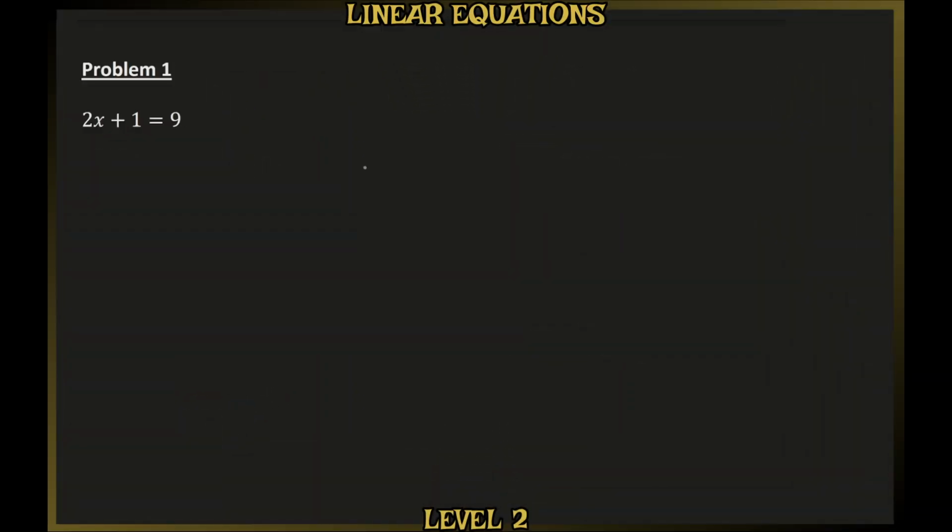In problem 1, we're solving the equation 2x plus 1 is equal to 9, and this means that we need to find the value of x. Now on the left hand side, we first need to remove the plus 1. So we use its inverse, which is minus 1, to remove it, and we do the same thing on the right hand side. So on the left, we just have 2x, and on the right, 9 minus 1 gives us 8.